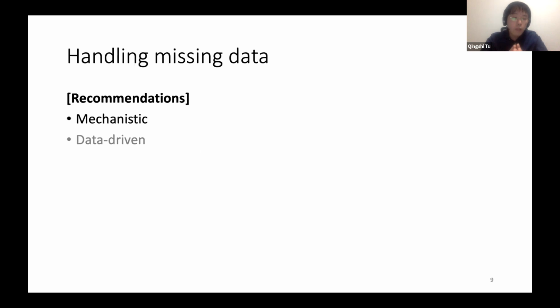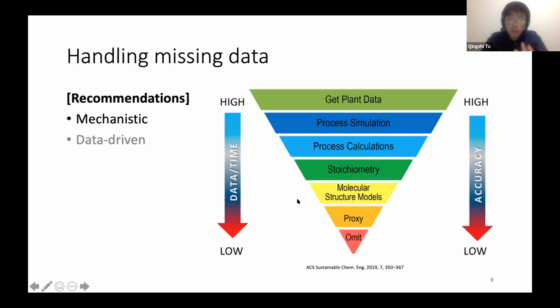So the first category of approach is called the mechanistic approach. And this figure, let me see. This figure has a really nice summary of different approaches you can take, especially when you're dealing with chemicals when you're producing, right?